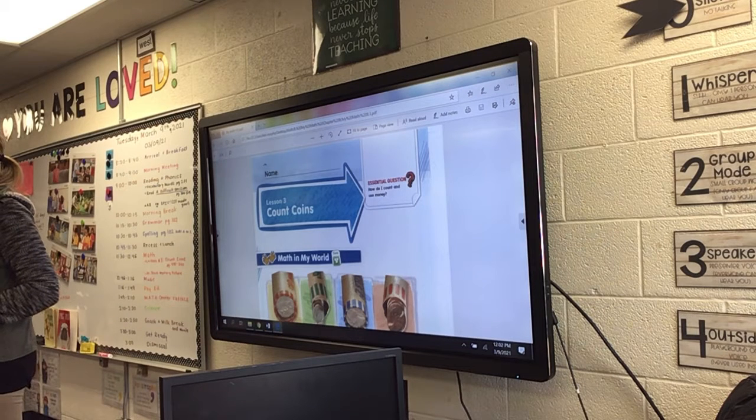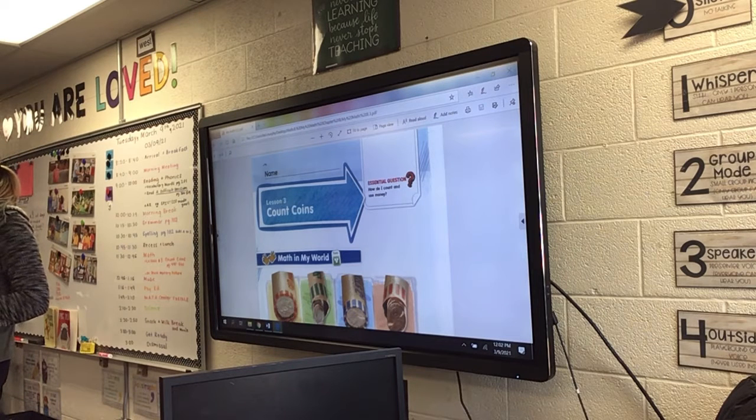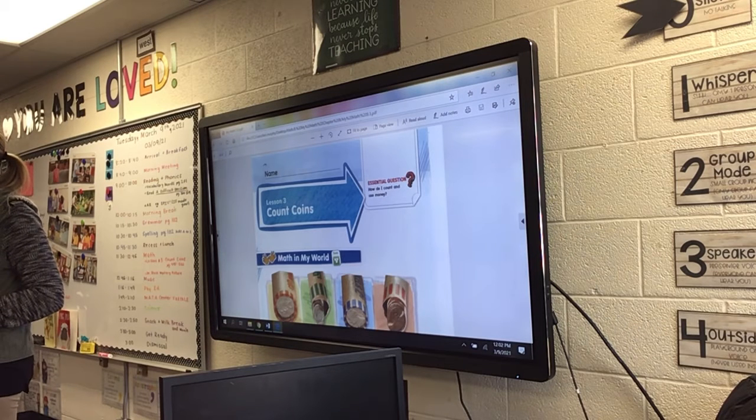Alright, Miss Schaefer's first group. When you come back, I'll give you a chance to explore and sort, and I'll catch you up on what you're missing. Okay, so Mrs. Schaefer's first group, would you quietly just leave your coins on your desk? And go with her.